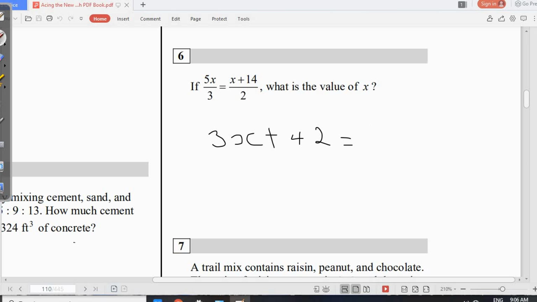is equal to 10x. This is quite simple. So move 3x to the other side, we have 42 equal to 7x. So x is definitely 42 over 7. And 42 divided by 7, 6. Quite simple. Let's move on to number 7.